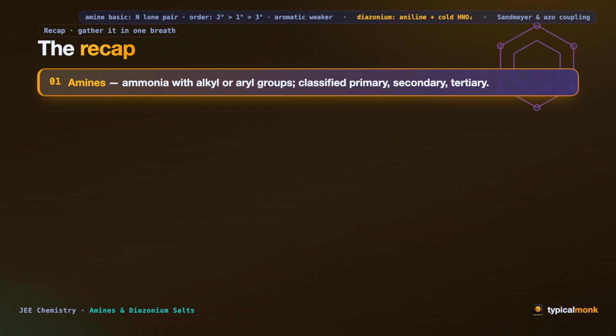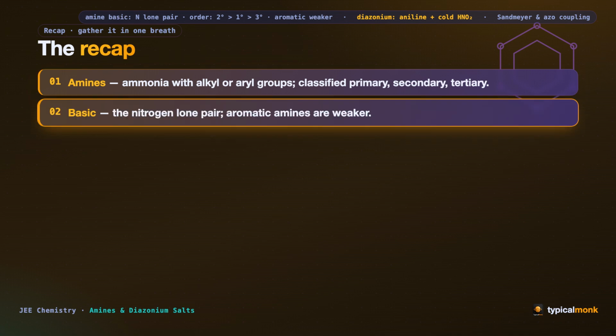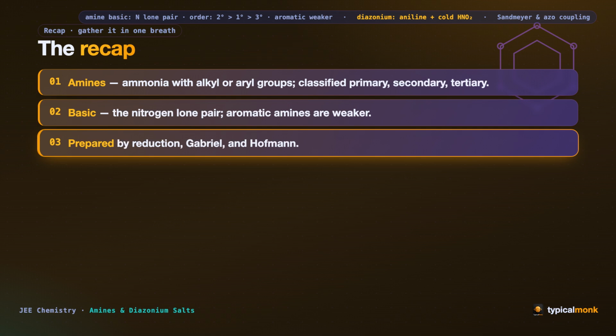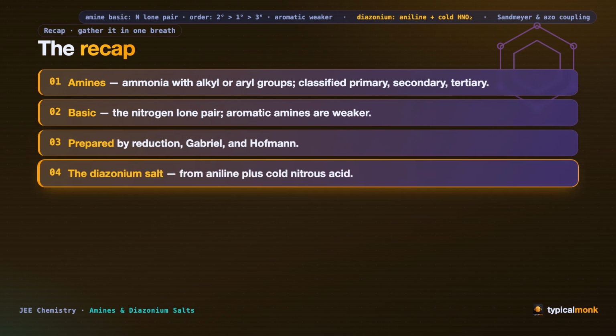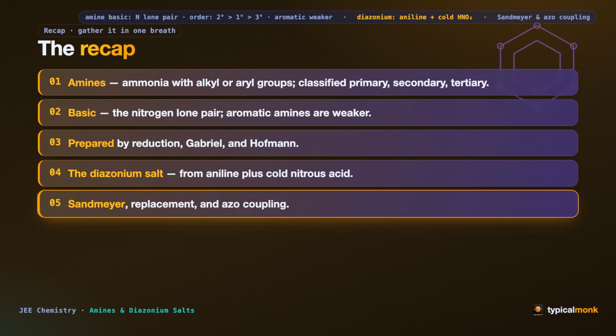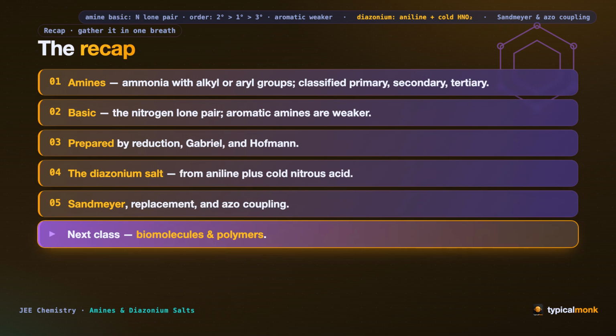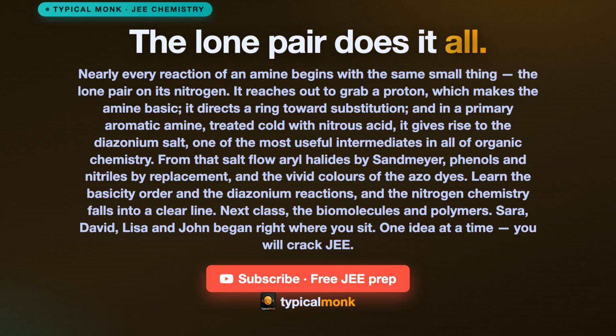Let us gather it all in one breath. Amines are ammonia with alkyl or aryl groups, classified as primary, secondary or tertiary. They are basic because of the nitrogen lone pair, and aromatic amines are weaker. They are prepared by reduction, by Gabriel, and by Hofmann. The diazonium salt comes from aniline plus cold nitrous acid. Then, Sandmeyer, replacement, and azo coupling. Next class, the biomolecules and the polymers. The lone pair does it all.